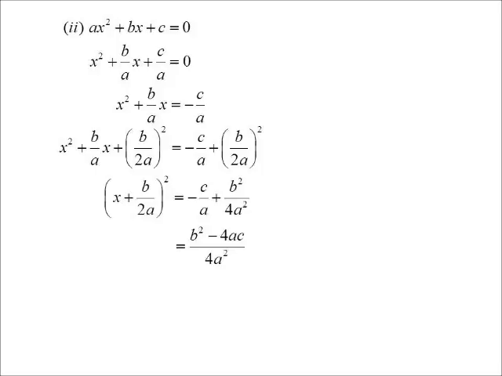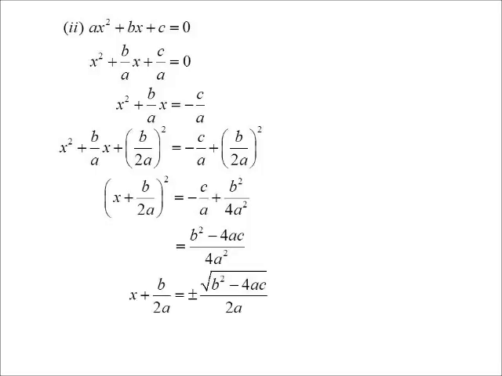Tidy that up. The left-hand side is now a perfect square. It's x plus b on 2a all squared. Ooh, a bit of algebraic fraction work on the right-hand side. Common denominator would be 4a squared. Oh, look at that. b squared minus 4ac all over 4a squared. Okay, I've got something squared equals that.